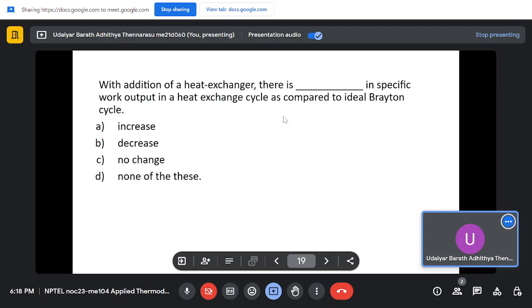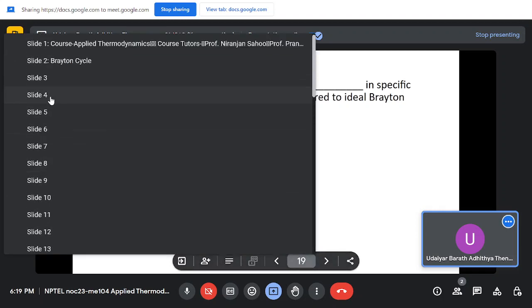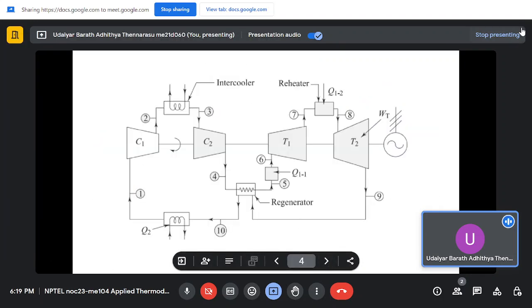So next is, with the addition of a heat exchanger, there is dash in specific work output in a heat exchanger cycle as compared to ideal Brayton cycle. So with the addition of a heat exchanger, there is dash in specific work output. So this we'll see. Now consider the regenerator and without regenerator. That's the question: considering heat exchanger and without heat exchanger.